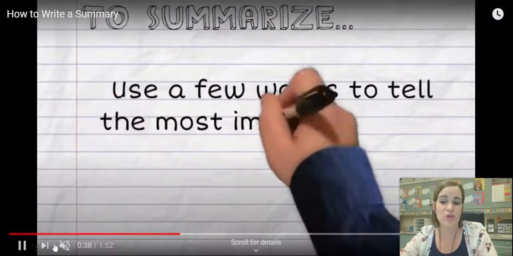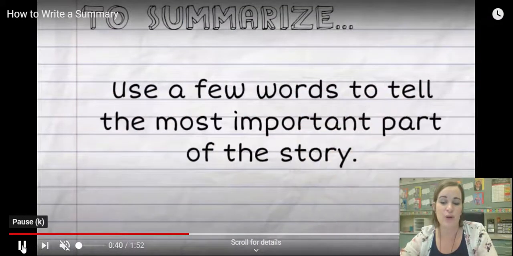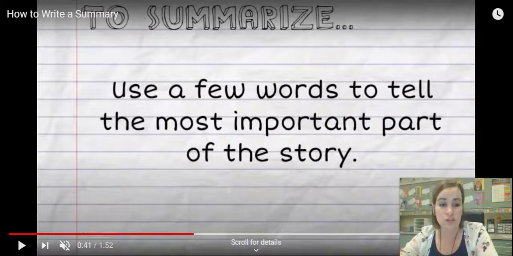And you're going to want to use only a few words to tell the most important part of the story. So you don't want to include little details like her shoes were blue. Okay, that's not an important part of the story to know the main idea. So keep it simple and only share the most important parts.